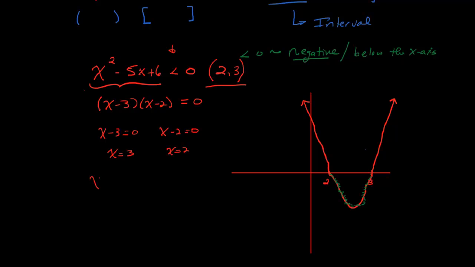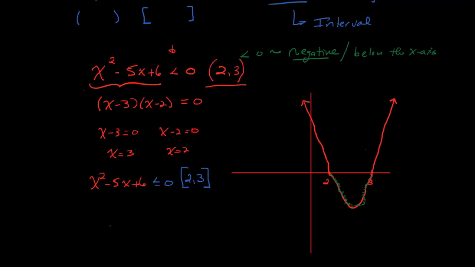Let's say I ask the question, where is x squared minus 5x plus 6, let's change this to blue, less than or equal to 0? It's still going to be the same interval from 2 to 3. However, there are 2 points that change. Now we're going to include 2 and we're going to include 3.